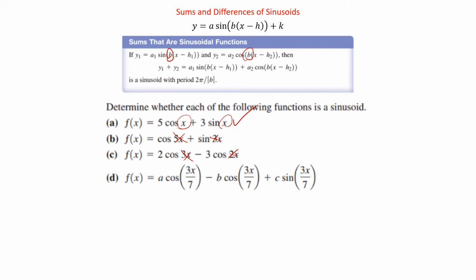be the same. Now down to the last one, we have a cosine 3x over 7 plus b cosine 3x over 7 plus c sine 3x over 7. Hey, these are all the same. So yes, that would be a sinusoid if we graphed. I mean, the a, b, and c would have to have actual values, but it does not matter what those values are. It will be a sinusoid. It will be that wave pattern.